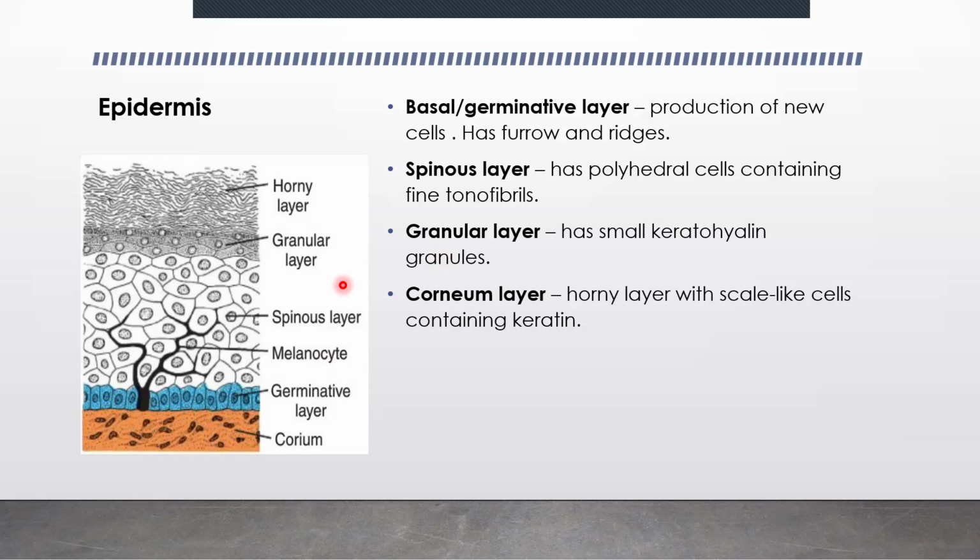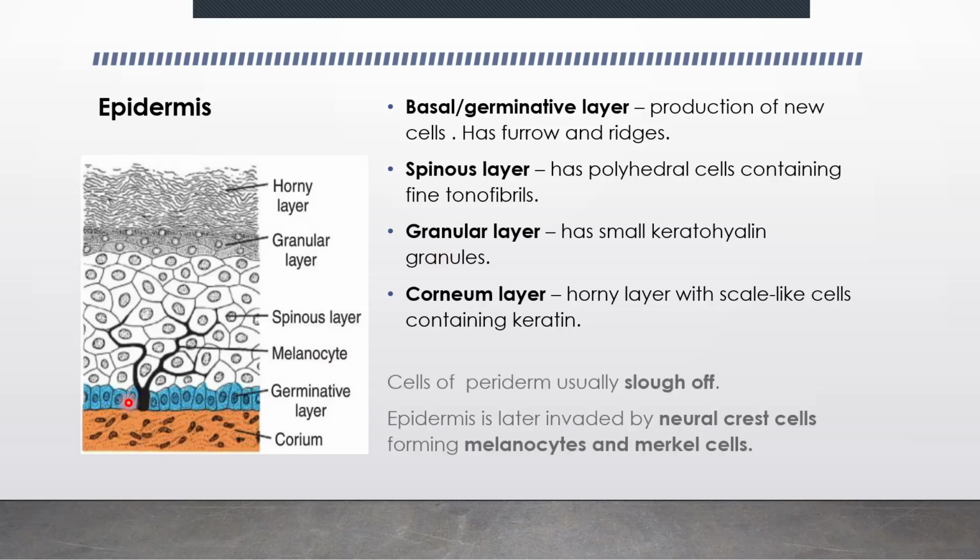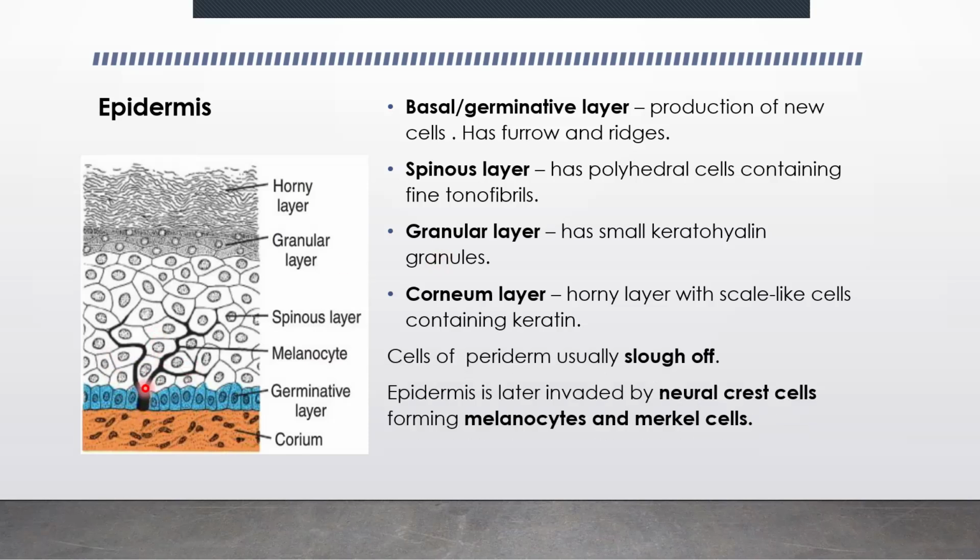Other cells we will appreciate are the melanocytes. You can appreciate the presence of melanocytes here. So melanocytes and the other cells that we saw, the Merkel cells, come from neural crest cells. Remember, the neural crest cells are the ones that form during the process of neurulation. Neural crest cells are a replica of the nervous system in other regions. So melanocytes and Merkel cells come from neural crest cells.